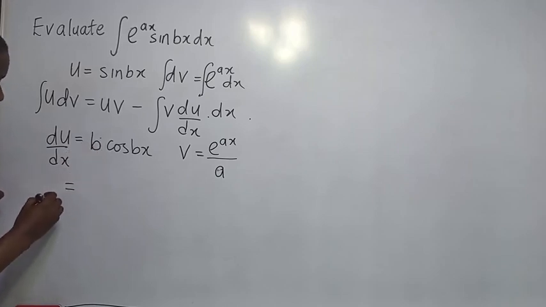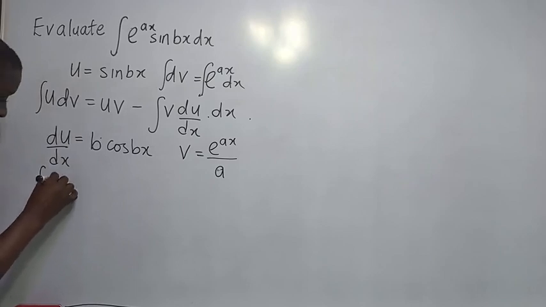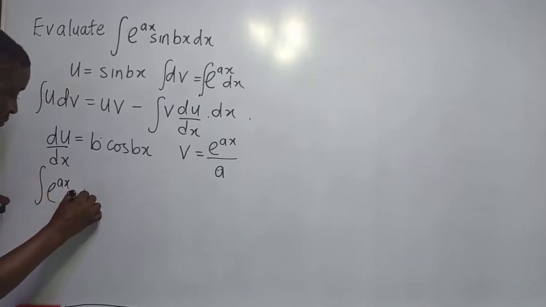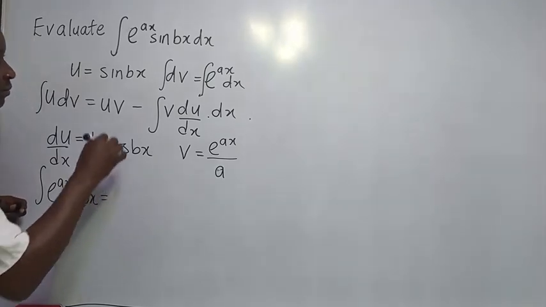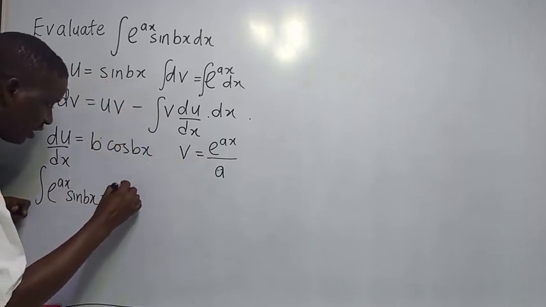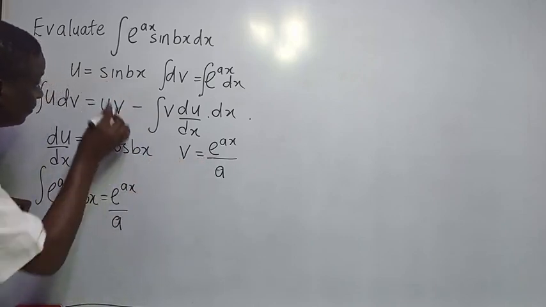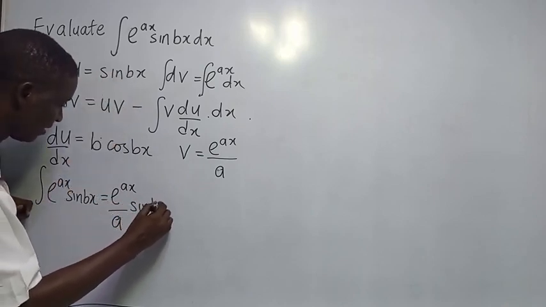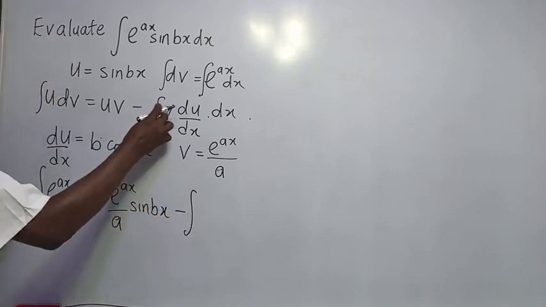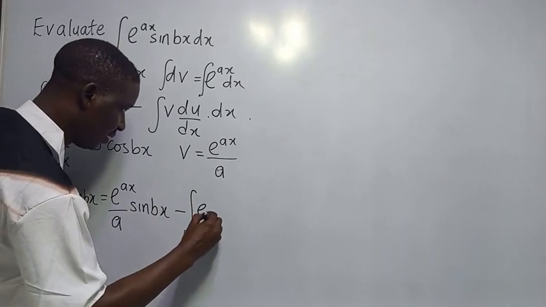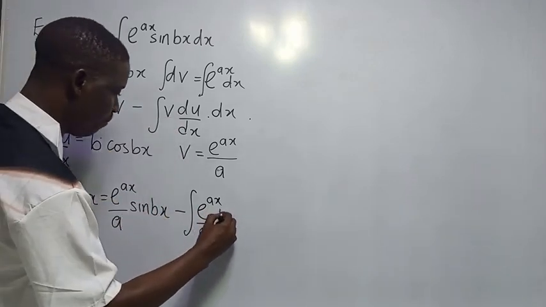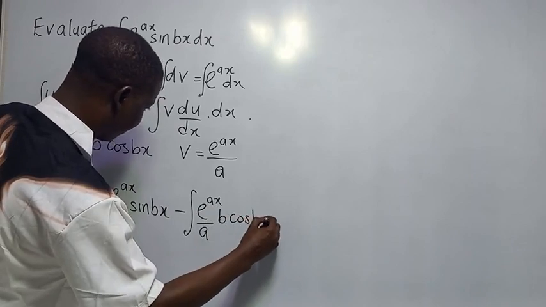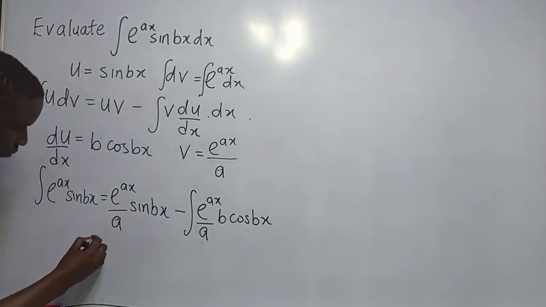So the integral of exponential ax sin bx becomes: u is this, and v is this. So I would have e raised to ax over a, then sin bx, minus the integral. What is our v? v is already this exponential ax over a. Then du over dx is b cos bx.